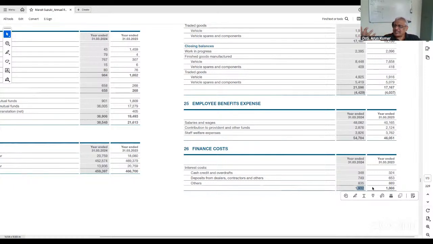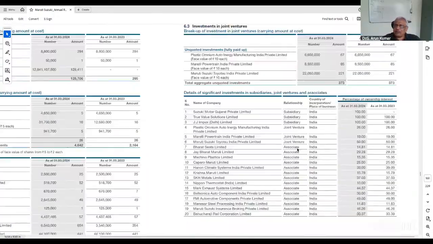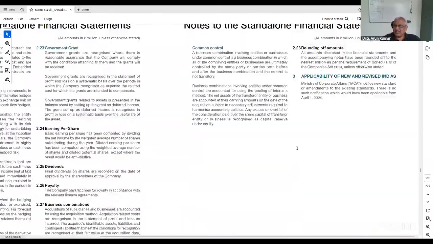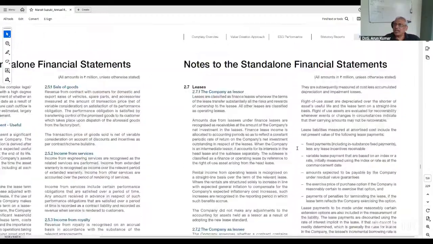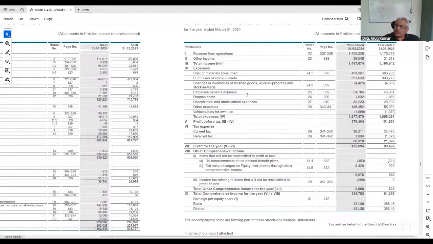If my finance cost is high, then what happens? My profit is going to be low and so on. So what are we trying to do? We are going to use all this information. That is what I'm going to do in the next live session, whenever we schedule it, most probably in 2 weeks from now. We are going to use that level of information for analysis.